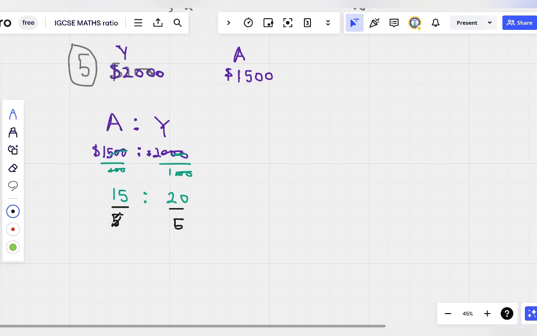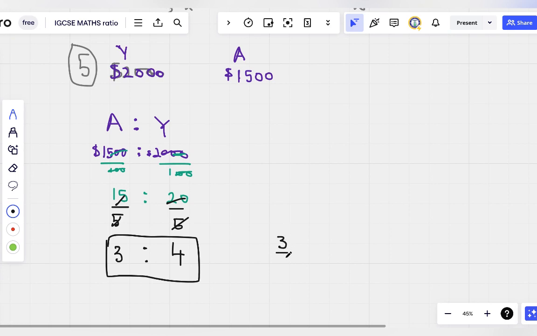So 5 goes into 15, you get 3. And 5 goes into 20, you get 4. So the ratio of Aisha's salary to Yusuf's salary is 3 to 4. That's the first part of the question. Is that okay? In fraction, this will be 3 over 4.